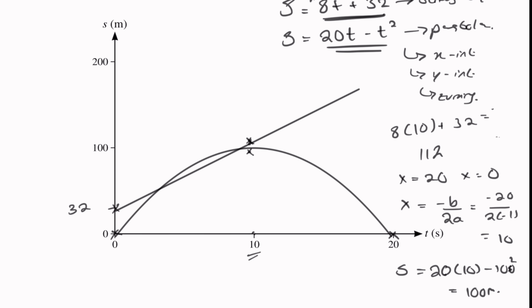Sorry about that. But anyway, you could see there are two intersection points, and they're supposed to be at time equals 4 and at time equals 8, and that's it.